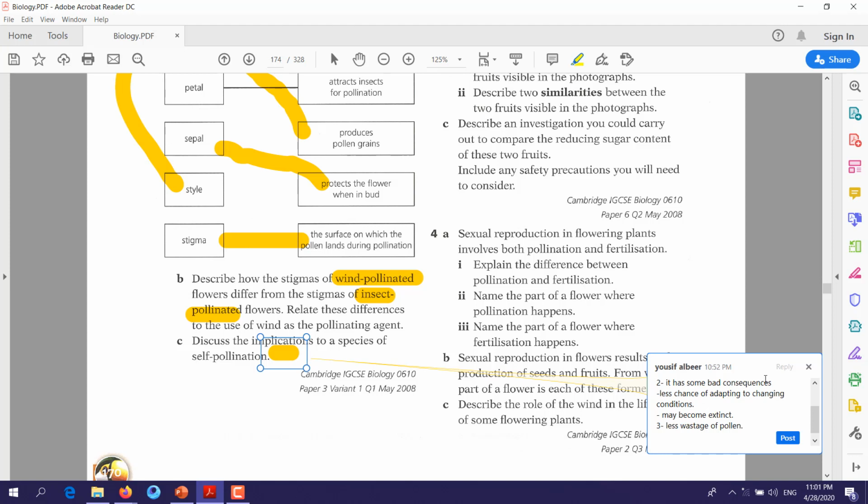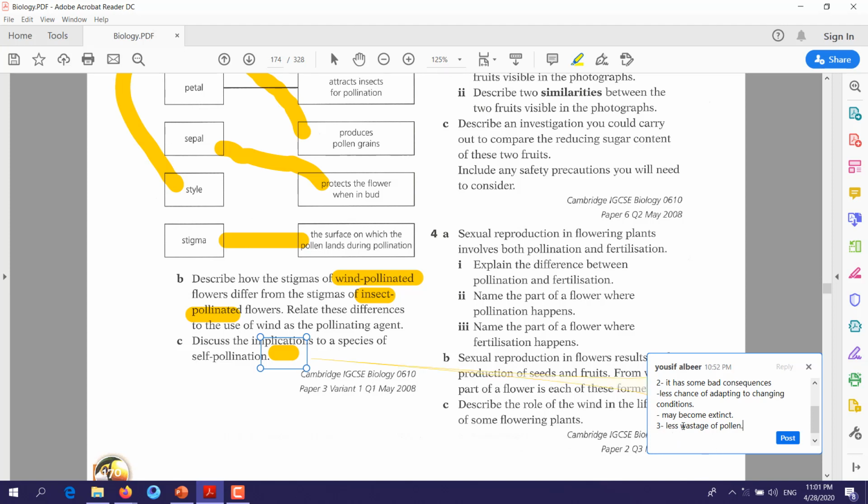Let's take some examples of bad consequences. Less chance of adapting to changing conditions. When there is any change in the environmental conditions, this kind of plant is less adapted to it. Maybe this plant may become extinct. So any change to the environmental conditions may cause extinction of this species.